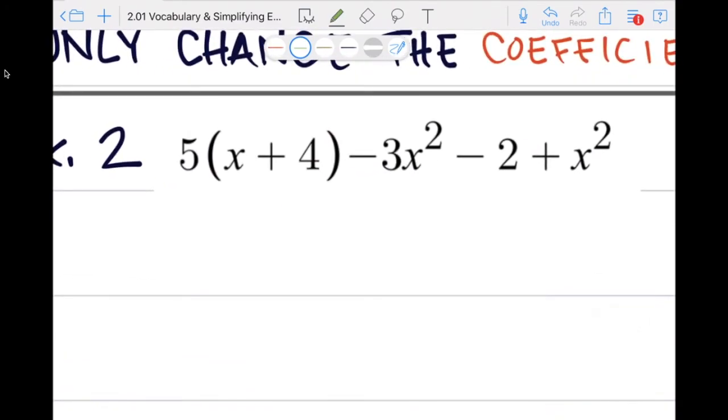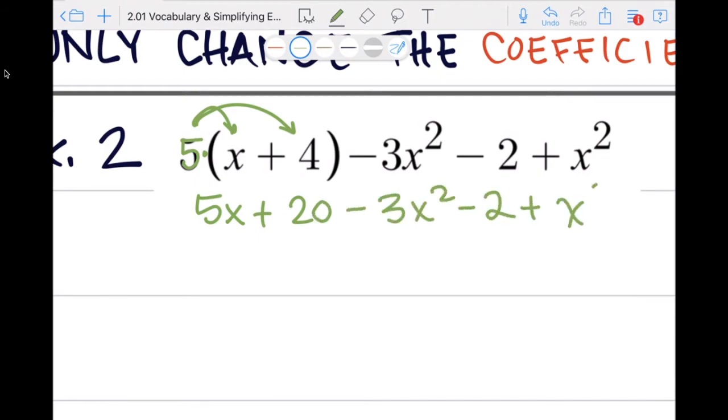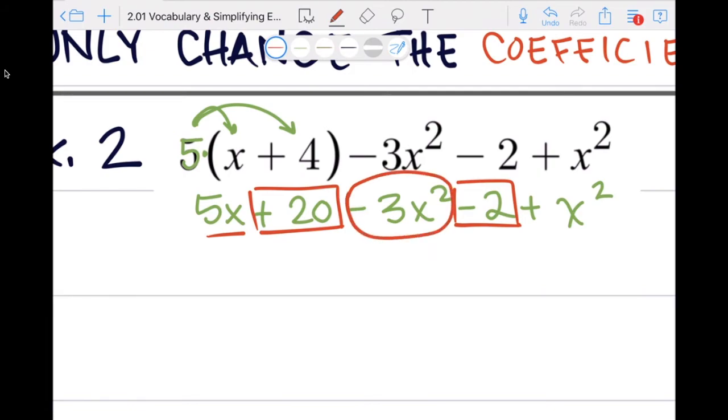So first thing you always want to check for when simplifying expressions is, can you distribute? Right here we're multiplying a constant times a sum of more than one term, so we can distribute the 5. So 5 times x is 5x, and 5 times positive 4 is positive 20. So I'm going to rewrite the rest. We've distributed, so now let's look for like terms. So here we have an x term, but we don't have any other x terms. Here we have a positive 20, it's a constant, and we also have a negative 2, that's a constant. And finally, we have a negative 3x squared and a positive x squared, or positive 1x squared.